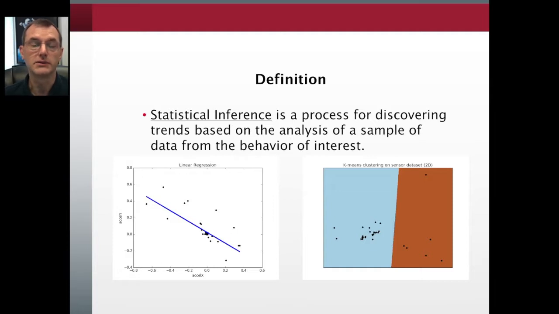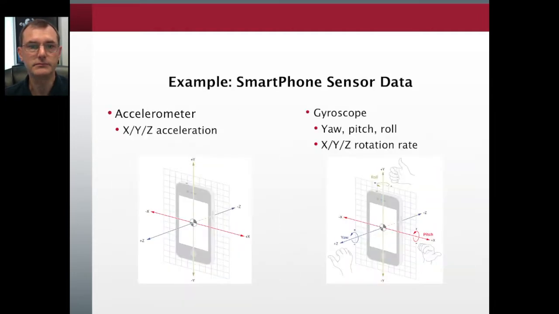To do a more detailed example, let's take a look at some specific questions we might want to ask. To start with, let's recall if you took the separate course on collecting smartphone sensor data. In that course, we collected data from the accelerometer, which gives acceleration in the X, Y, and Z direction. And we also collected gyroscope data, which gives us the attitude of the device as a yaw, pitch, and roll value, and also the rate of rotation about the X, Y, and Z axis.